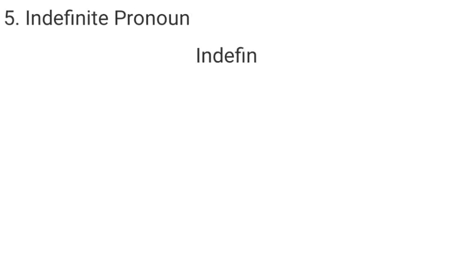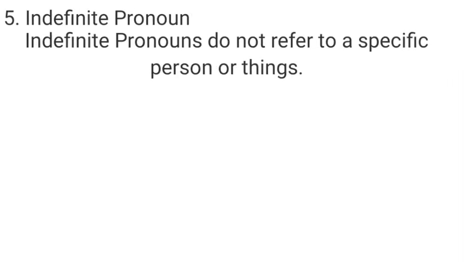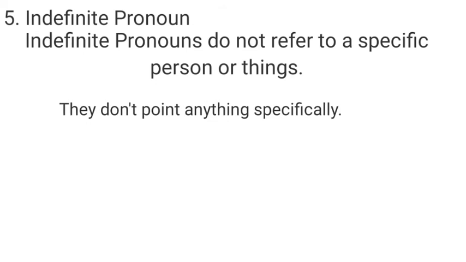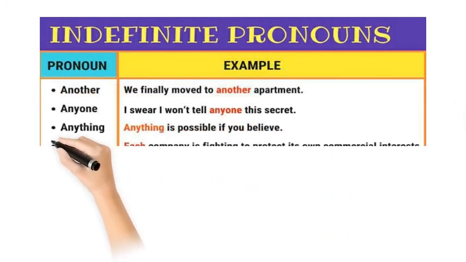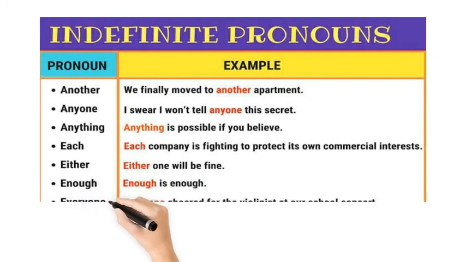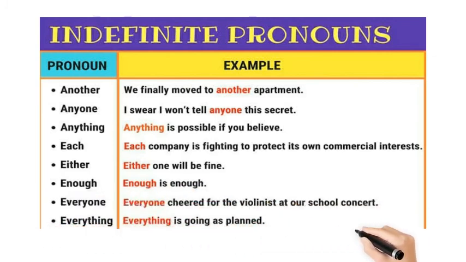And the last one which we have is indefinite pronoun. Indefinite pronouns do not refer to a specific person or thing. In simple sense, what I want to explain is that they don't point to anything specifically or particularly. Now let me help you understand the concept of indefinite pronouns with the help of some examples. The first example is, we finally moved to another apartment. I swear I won't tell anyone this secret.